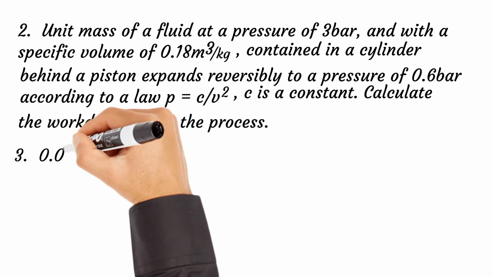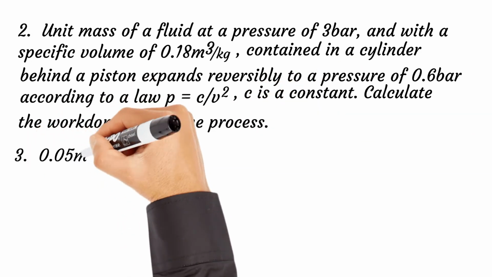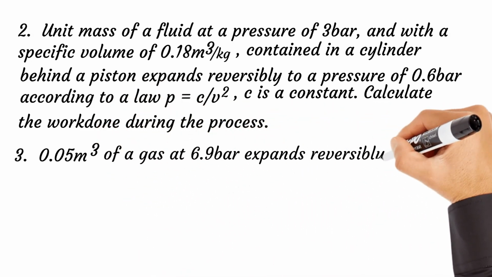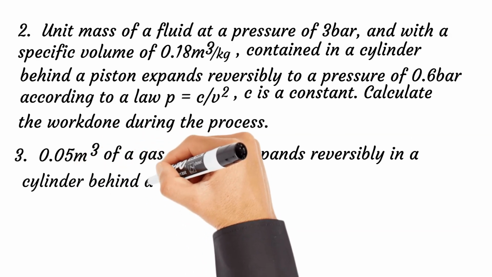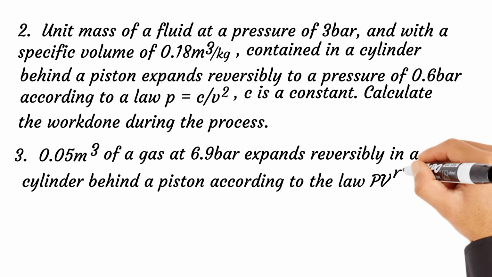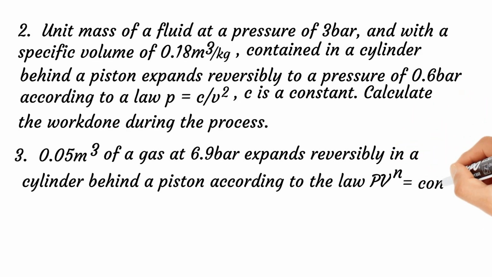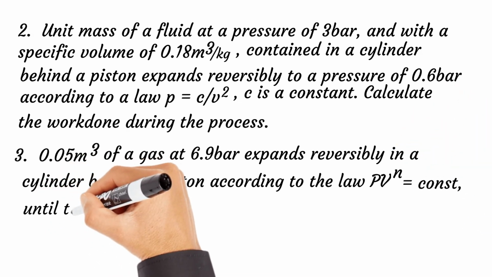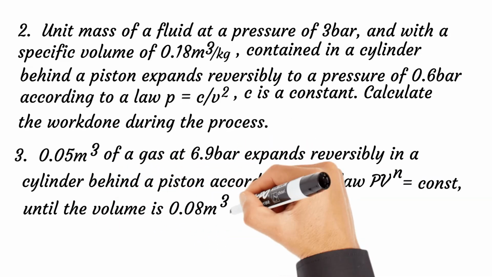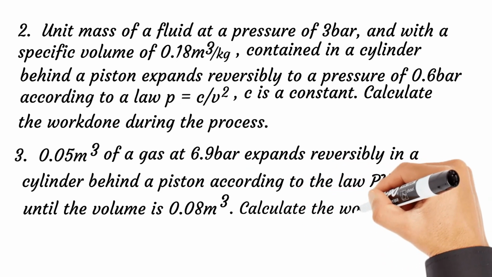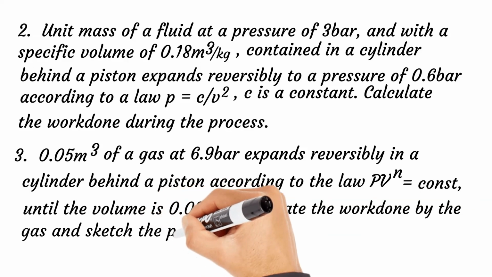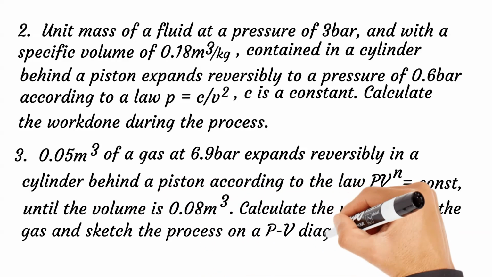Also, question number 3, you have an initial volume of 0.05 meter cube of a gas at 6.9 bar. It expands reversibly. Remember, this one expands, so the arrow will be pointing down when you are drawing the diagram. The law is PV raised to power n equals constant, okay, until the volume becomes 0.08. So when it is expanding, the volume will increase. When it is contracting, it will decrease. Calculate the work done also, and sketch the process on the PV diagram.